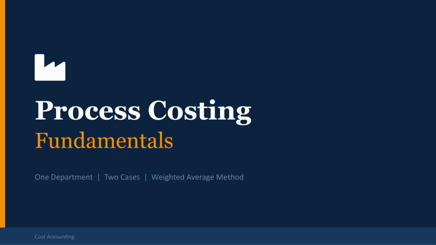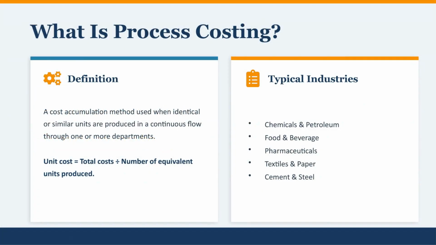reliable financial reporting. Process costing is a method for accumulating costs when identical or similar products flow continuously through one or more departments. To calculate unit cost, you divide total costs by equivalent units produced. You'll find this approach in industries like chemicals and petroleum, food and beverage, pharmaceuticals, textiles and paper, and cement and steel, where large-scale, uniform production makes tracking costs by batch impractical but crucial for accurate accounting. At its heart, it ensures businesses understand per-unit costs in ongoing operations.